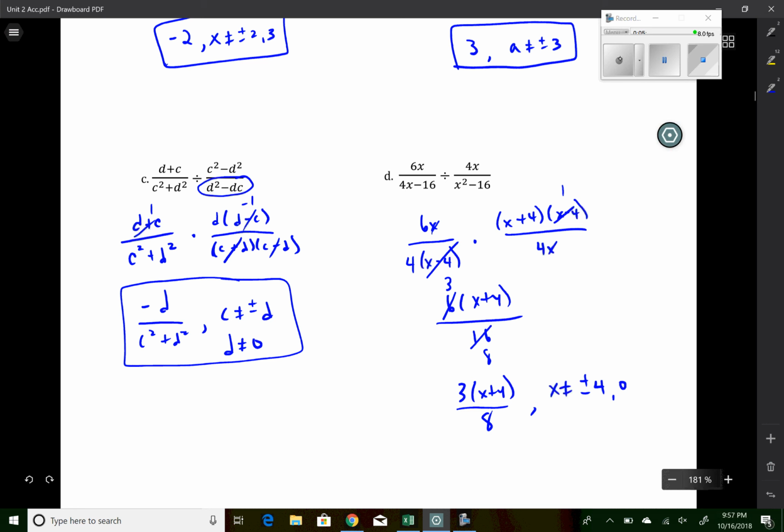The reason why it's all three of those undefined values, I get a 4 here, I get a -4 here, and I get a 0 here. All of those are places where the fraction had a denominator at some point.